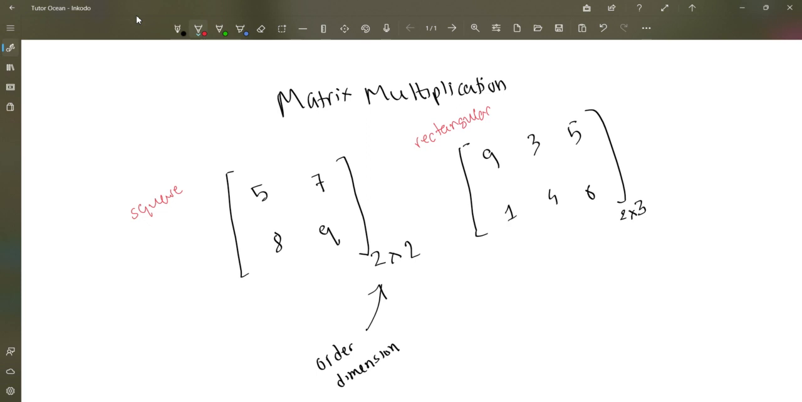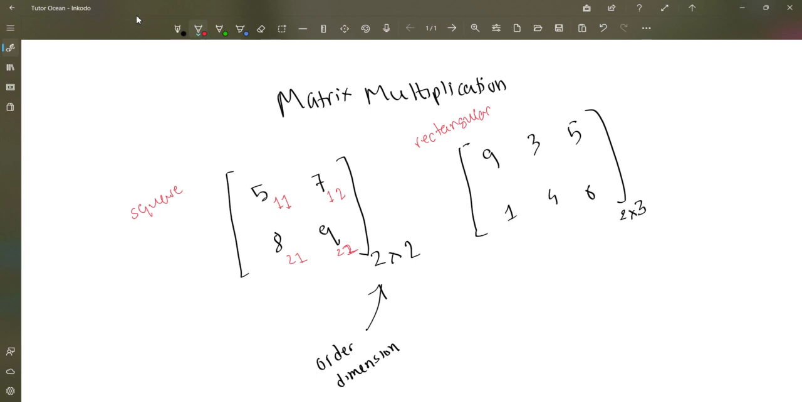Okay. So in the first one we can see that four elements are here: 5, 7, 8, 9. So the position of 5 is 1, 1. 1, 1 means the first one means it is located at the first row. The second one means it is located at the first column. So when you write 1, 2, here the 1 signifies that it is situated at the first row, and the 2 signifies that it is located at the second column. 2, 1, 2, 2. 2, 1 means second row, first column, and 2, 2 means second row, second column.